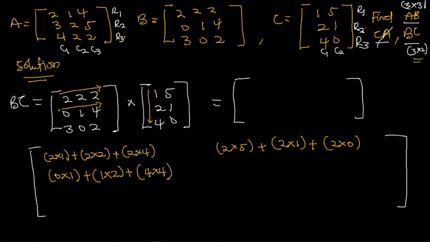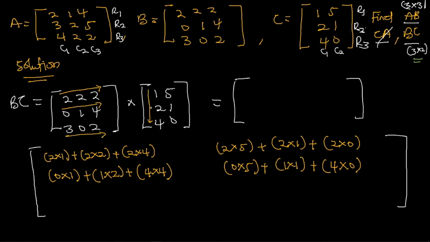Then we use the same row against the second column this time around. So it's going to be 0 multiplied by 5, then plus the 1 over here multiplied by 1 over here. So it's going to be 1 by 1, then plus the 4 over here multiplied by the 0 over here. So it's going to be 4 by 0.